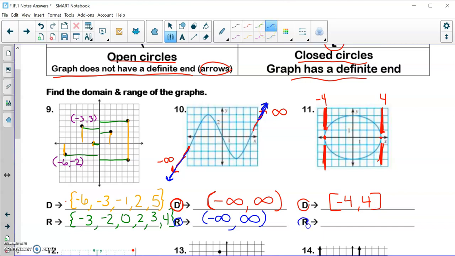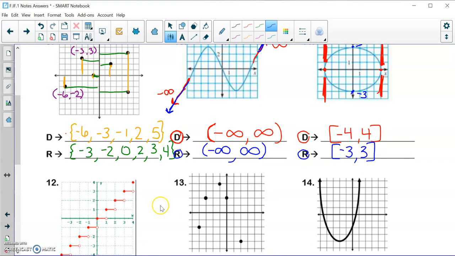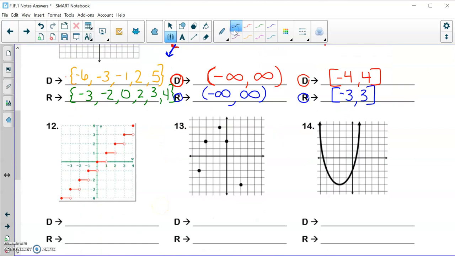Now your range is the lowest point on your graph, which is this point here, which has a y value of -3, and the highest point on your graph, which is this point here, which has a y value of +3. Since those are closed circles on the graph, we're going to use the brackets, and that means y can be anywhere between -3 and +3. And we always write the lowest number first. All right, looking at number 12, we're going to save number 12. Number 12 is a little more complicated.